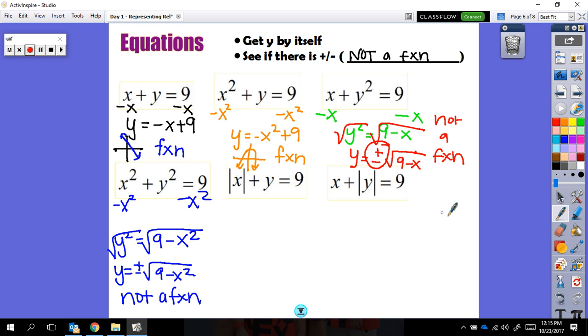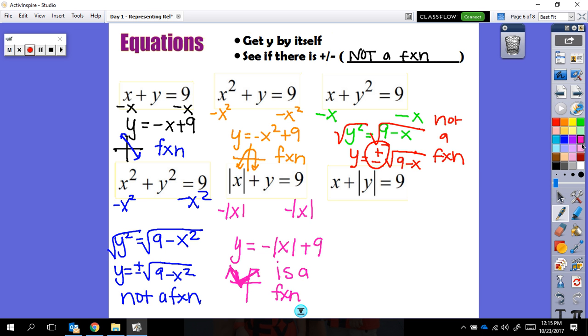Alright, let's talk about this. Alright, we know if we subtract, this is absolute value, right? Okay, so we get y equals negative absolute value of x plus 9. I hope you remember graphically that this is a V-shaped graph. Sorry, that's a terrible V. Okay, this one is a function.